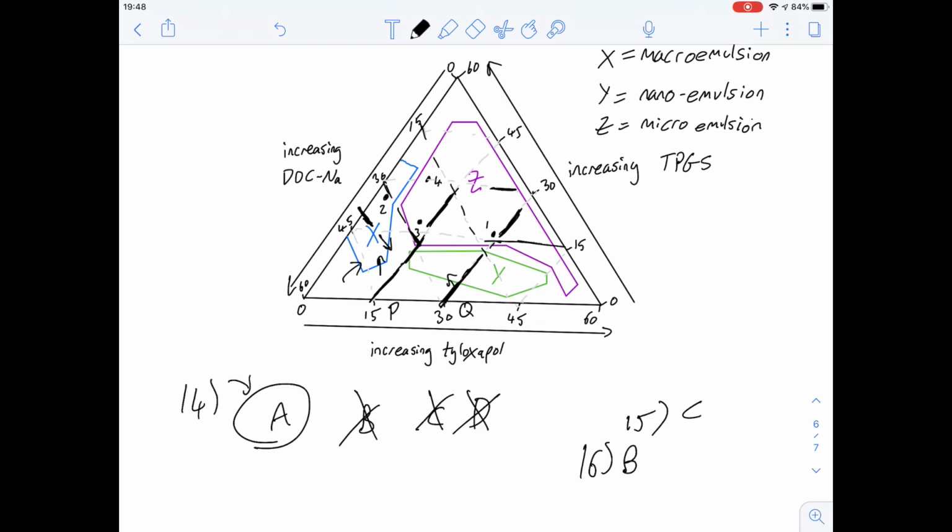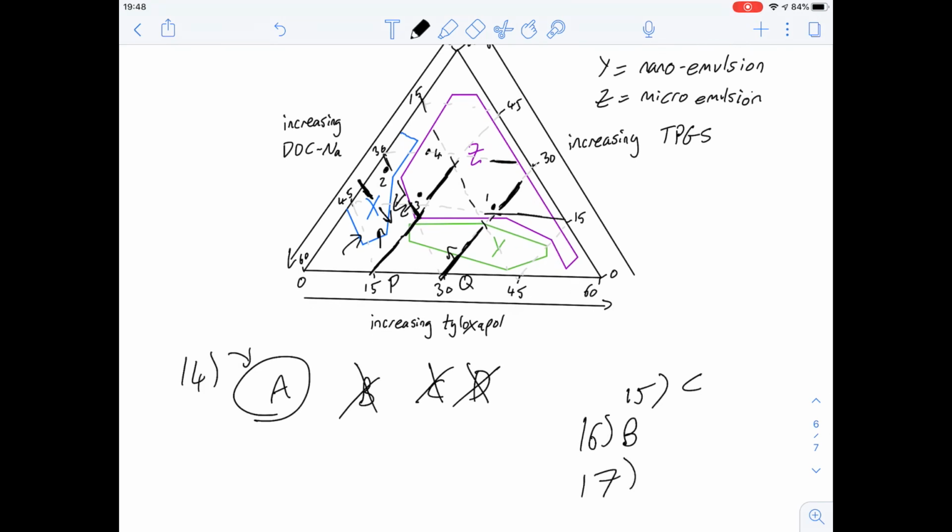So I think that's closest to the maximum proportion, because of course if we went past that in this direction, if we move that line in this direction, we'd be missing the Z zone completely. So the maximum value is going to be around 30%. So that means that the answer for 17 is also going to be B as well.